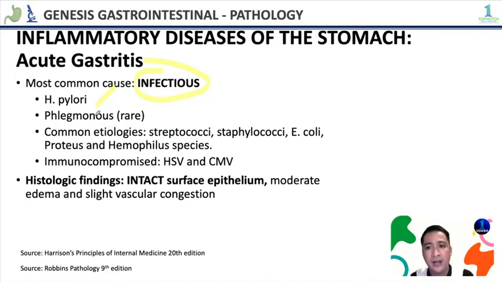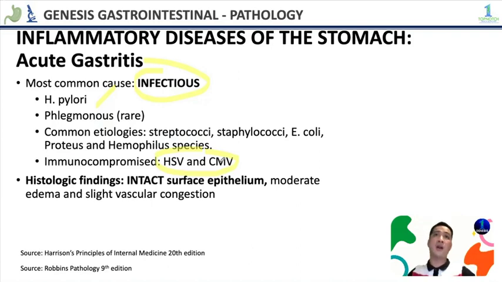Phlegmonous gastritis is rare and potentially life-threatening. Okay? Other etiologies can include streptococci infection, staphylococci, proteus, Haemophilus species. And again, of course, if we're going to think of immunocompromised individuals, you're going to think of HSV, CMV. These are possible age-defining illnesses.